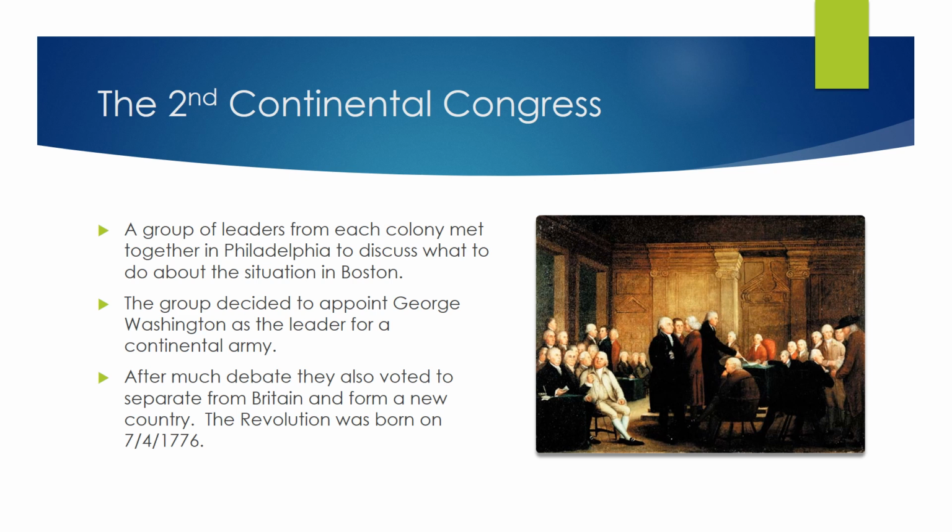Now, when Washington gets to Boston, he sees he doesn't really have an army. He has a group of farmers, and he knows he's got his work cut out for him. It's a big, big job. And in the meantime, the delegates back in Philadelphia at the Second Continental Congress do vote to declare our independence from Great Britain. On July 4th, 1776, it was official.